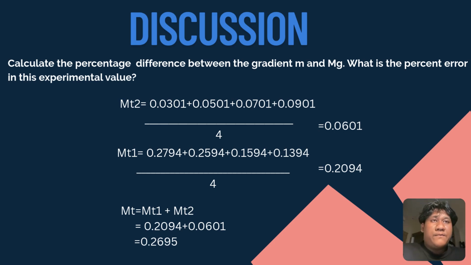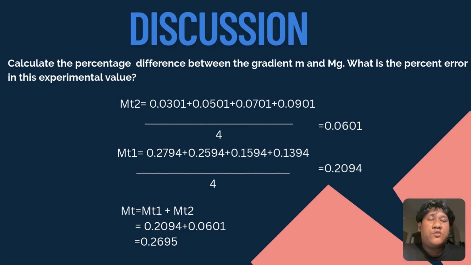First, we have to find mT2, which equals 0.0301 plus 0.0501 plus 0.0701 plus 0.0901, and divide it by 4, which equals 0.0601.